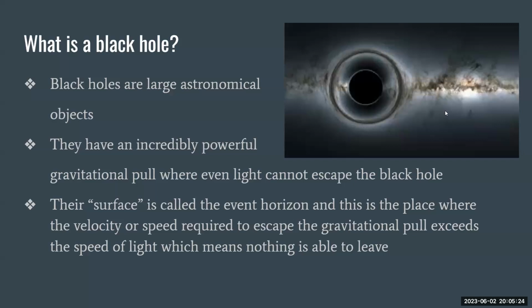All right. What is a black hole? I'm sure you've probably heard of them, but if you haven't, they're basically just large astronomical objects, and they have an incredibly powerful gravitational pull, which causes light to not be able to escape once any matter goes past the surface, which is also called the event horizon of the black hole. And that's because black holes are super dense. Yeah, and the velocity and speed required to escape the gravitational pull once you get past the event horizon exceeds the speed of light.